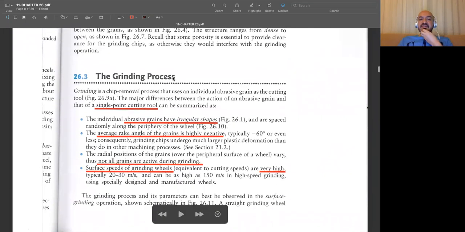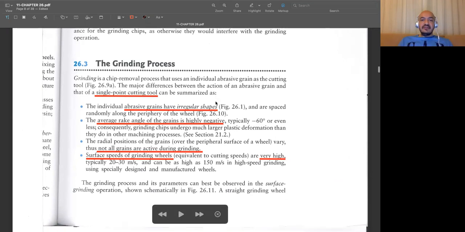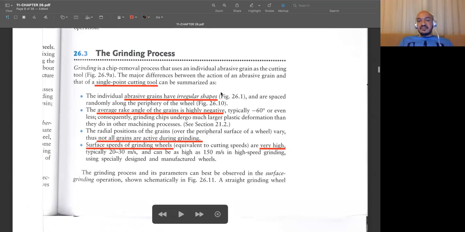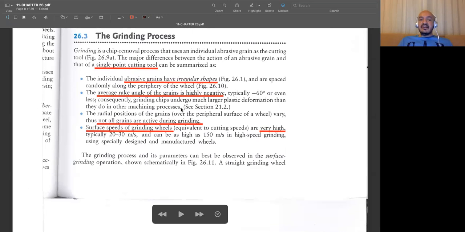Now I will talk briefly about the grinding process. As you have seen, we are not using single point cutting tools as we were in the other machining processes. We are using little abrasive particles mounted on a wheel or paper or something similar. So we have many abrasive particles which are removing material from the surface of our workpieces. What are the differences with respect to single point cutting tools? First of all, these abrasive grains have irregular shapes. They have many cutting edges. Another issue is that they have negative rake angles on average, and this negative rake angle is quite high. As you see, it's around minus 60 degrees.